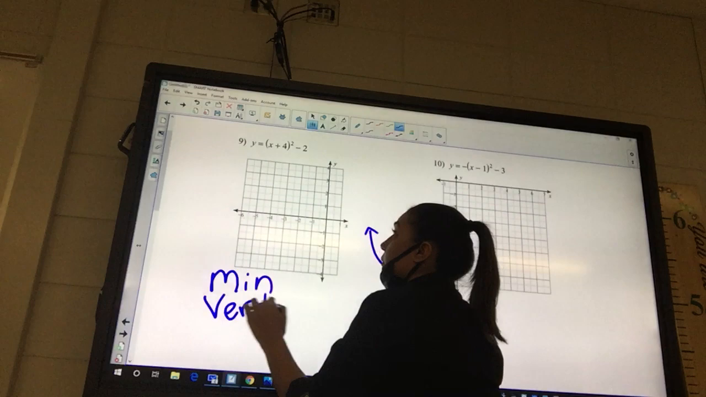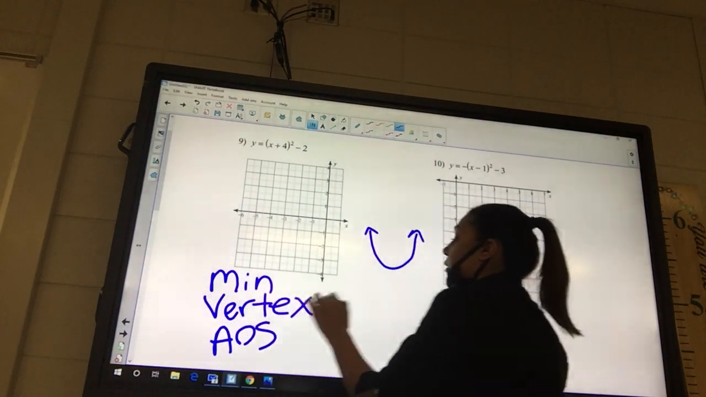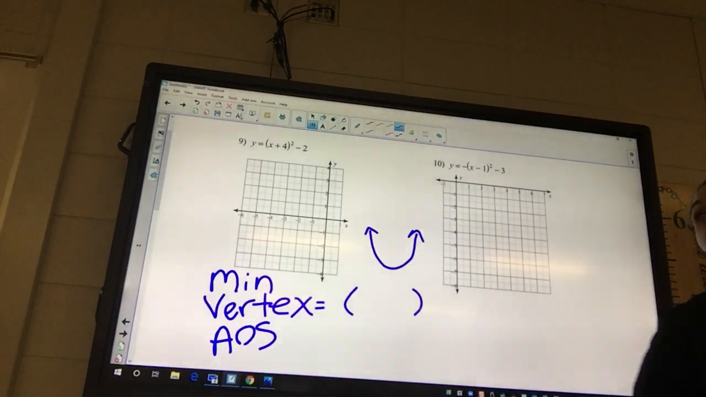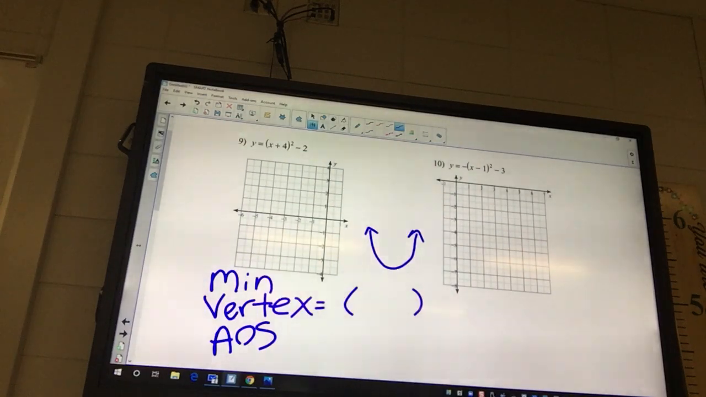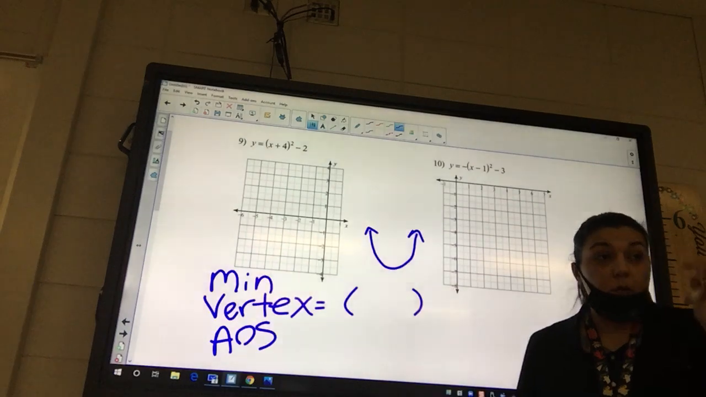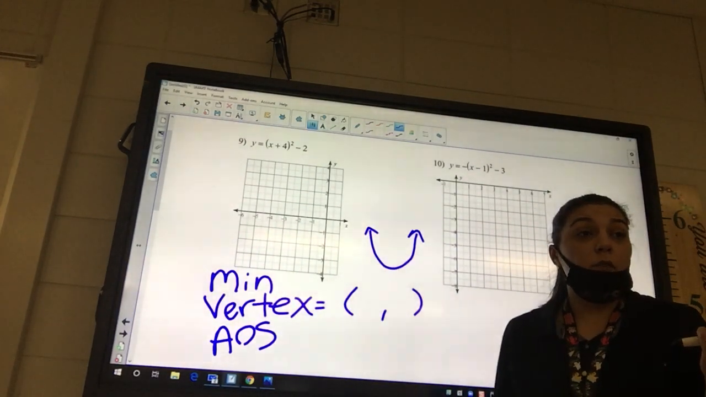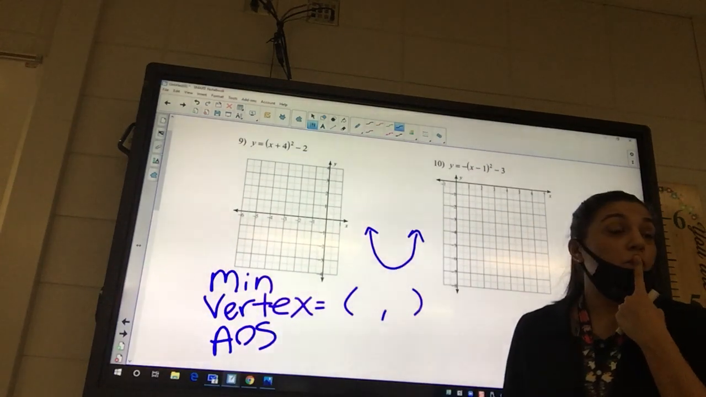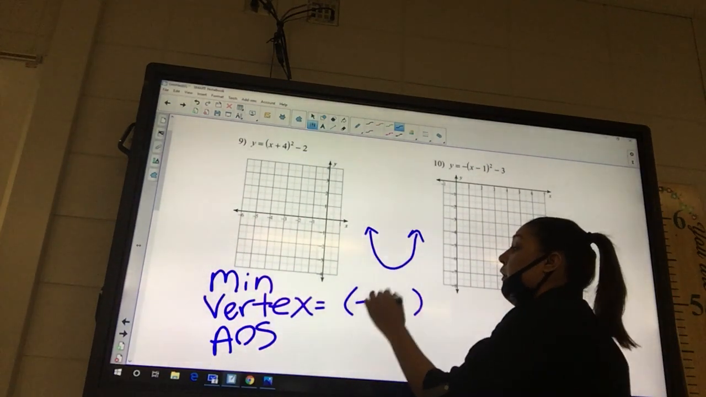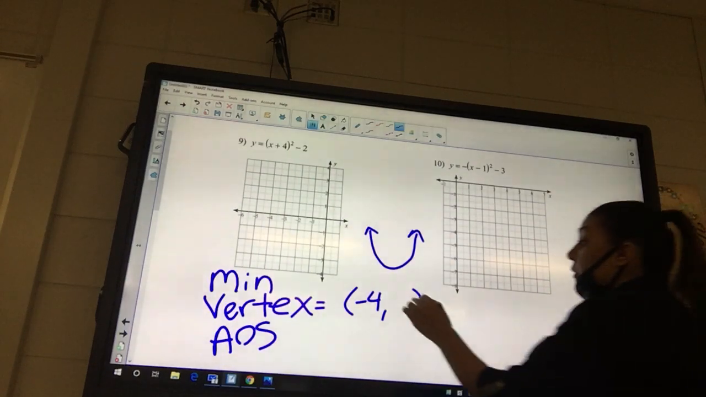The vertex is 4, negative 2? What about the vertex? Over means a fraction, so say 4, comma, 2. We do the opposite on the inside. So what's the opposite on the inside going to be? Negative 4. And then what's the outside term? Positive 2. We keep it the same. So negative 4, 2.